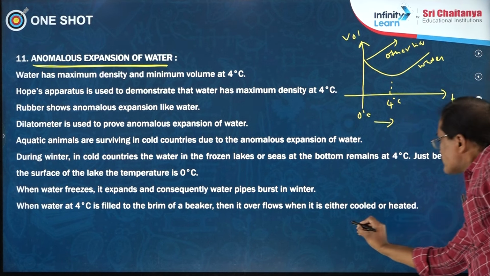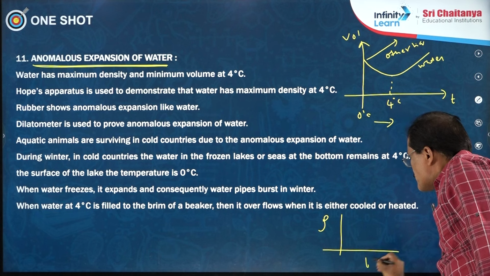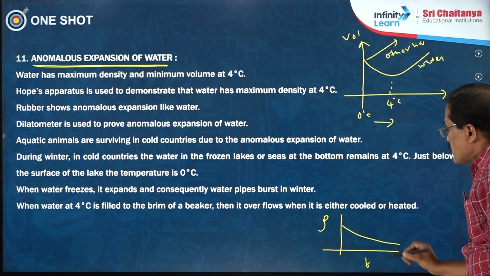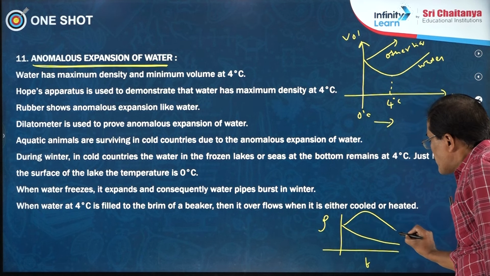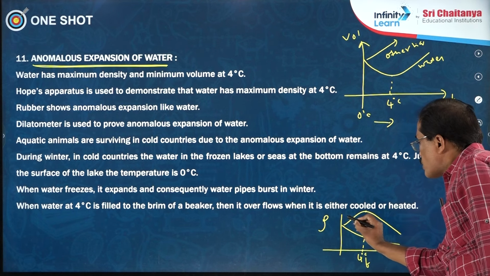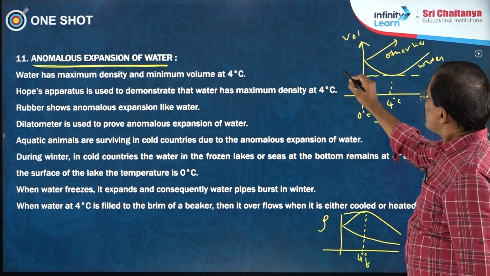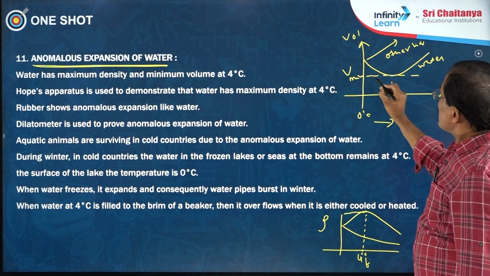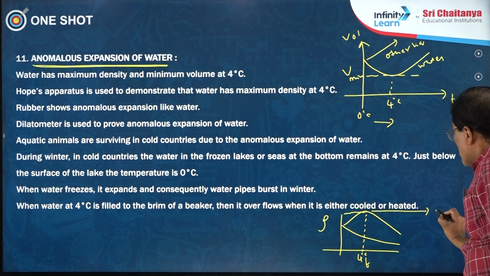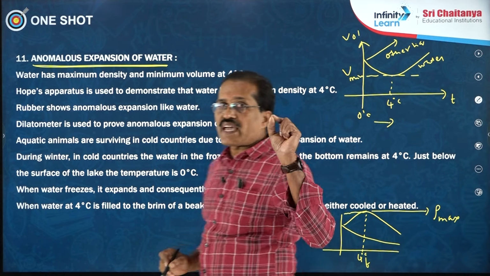If you see the density graph, density variation with the temperature: for all the liquids, the density goes on decreasing, but for water, what happens? Density increases, then decreases. At 4 degree Celsius, water occupies the minimum volume. Water occupies minimum volume at what temperature? 4 degree Celsius, and it attains maximum density at 4 degree Celsius, right. So this particular behavior is said to be the anomalous expansion of water.